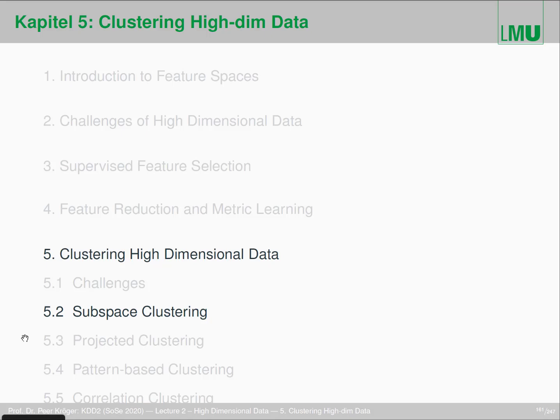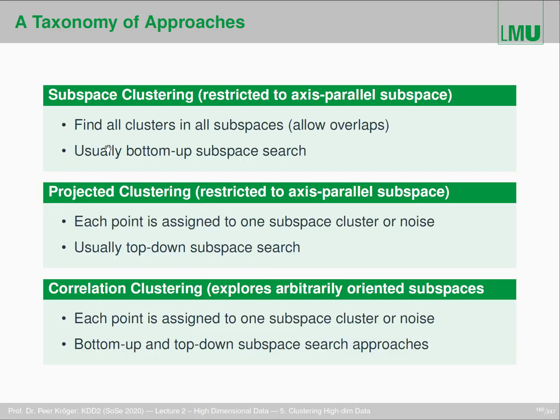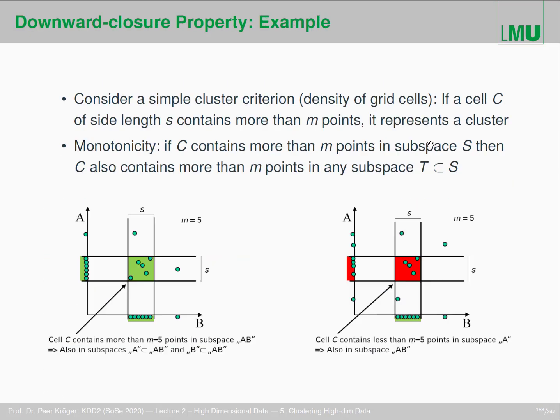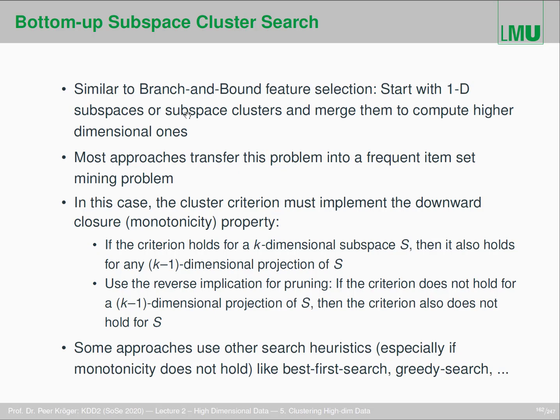Okay, so subspace clustering algorithms, once again, try to find all clusters in all subspaces restricted to axis-parallel subspaces, and they usually employ bottom-up search strategies. They are extremely similar, analogous to the branch and bound feature selection approaches. They start with one-dimensional subspaces or subspace clusters and then merge them to compute higher-dimensional ones. So it's absolutely similar to these branch and bound feature selection methods.